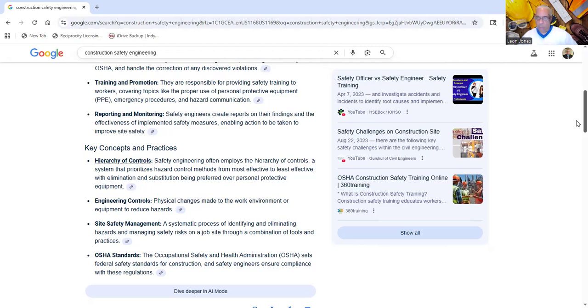And we talk about safety risk, but we manage safety risk at all times, because the bottom line is to reduce as many accidents as possible on a construction site. Now, the biggest item that you need to understand is OSHA standards. OSHA stands for the Occupational Safety and Health Administration. What they do is set federal safety standards for construction, and safety engineers ensure compliance with these regulations.